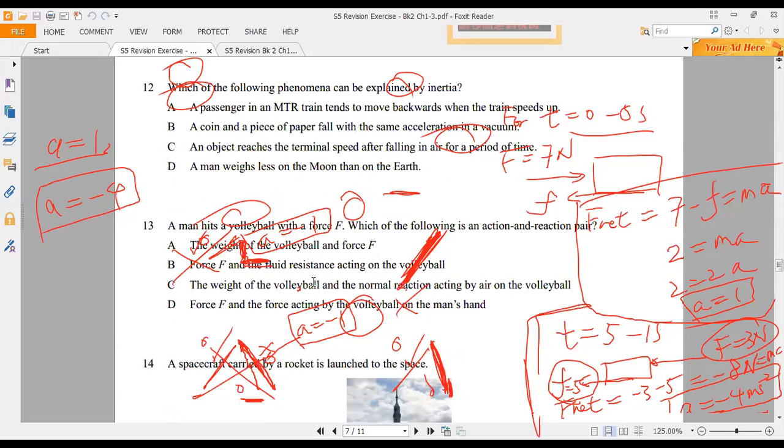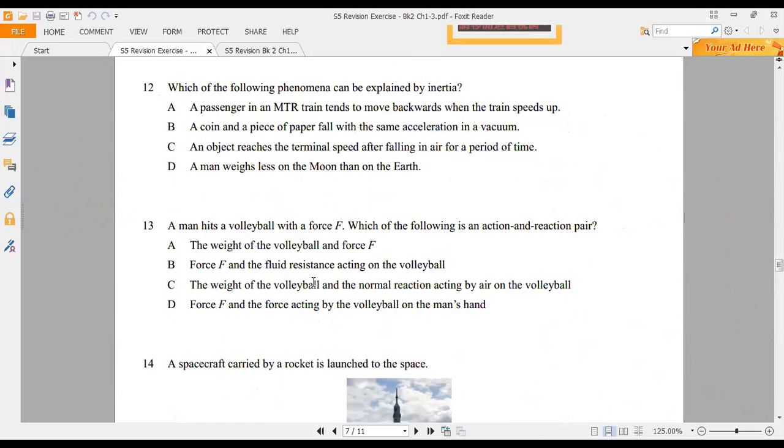Oh, these 2 questions are relatively easier because it tests the concept instead of asking you something about the calculation. Which of the following phenomena can be explained by inertia? Inertia means the ability of an object to keep its motion. Okay, so first, a passenger in the MTL tends to move backward when the train speeds up.